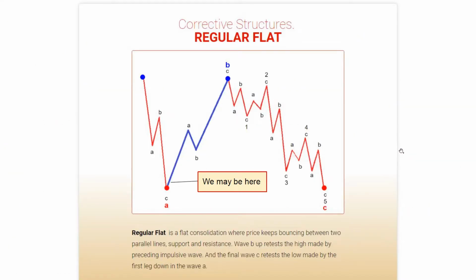Let me show what I mean. This is a corrective structure called regular flat, and you can see it has 3 legs, A down, B up, and C down. You can see that leg A down is subdivided into 3 waves, so itself it's an ABC structure, which is followed by another ABC structure, a reaction to the first drop. And in my opinion, we have just completed that first leg down structured as ABC.